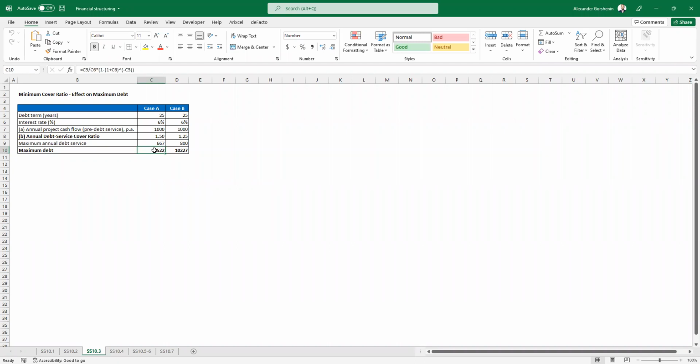However, if the required ADSCR is reduced to 1.25, this means that the maximum annual debt service increases to 800, and respectively, the debt can also be increased to 10,227, while still observing the required minimum ADSCR. So you can see that these are very important figures that can affect the maximum debt load for the projects heavily. A high ratio, let's switch to the presentation again.